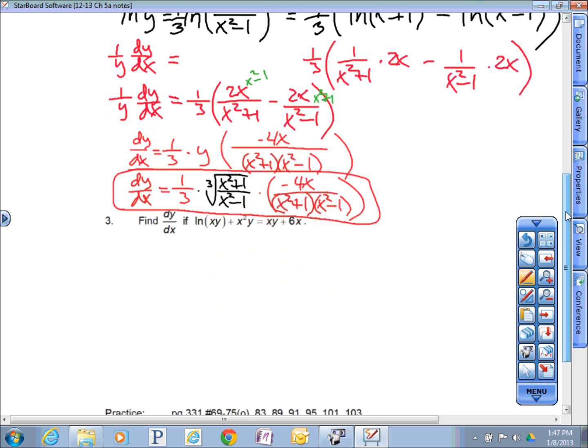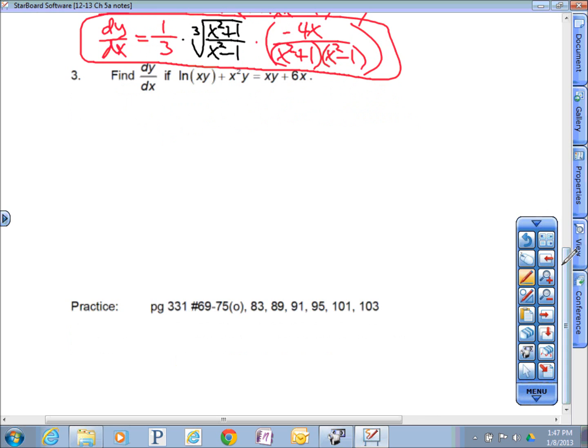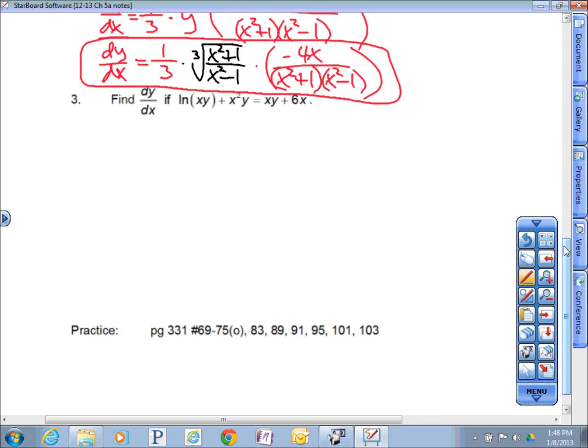Problem number 3 isn't so much logarithmic differentiation as much as it's just a big pain in your butt. Because we've got some nasty stuff going on here. So we've got to find our derivative, but this time everything's defined implicitly. I'm looking at it. I see 3 different y's. I think I'm going to have trouble isolating that y.